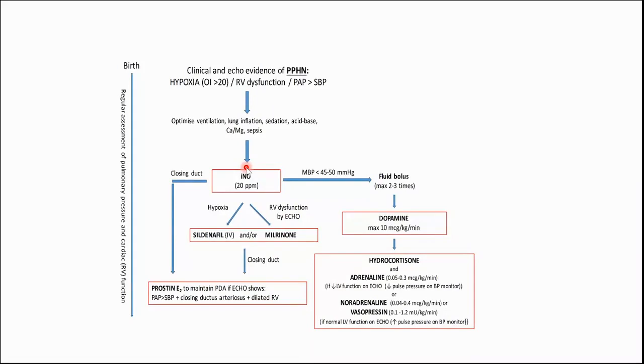Just to summarize before we wind up: if you have a baby having clinical and echo evidence of PPHN, you go through your ABCD, and if your oxygenation index is above 20, then you consider nitric oxide. At the same time, you maintain your blood pressure above 45. After starting nitric oxide, if you are still struggling, then you can consider starting some sildenafil if the ventricular function is okay. But if you have right ventricular dysfunction, then you need to start milrinone. If the duct is closing, then you consider prostaglandin.